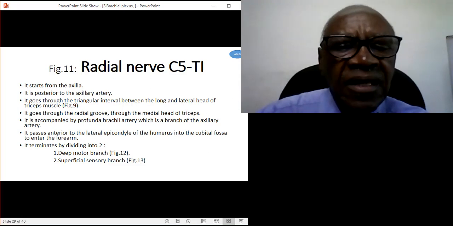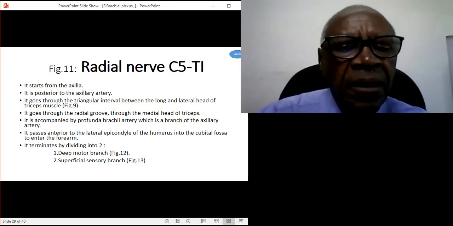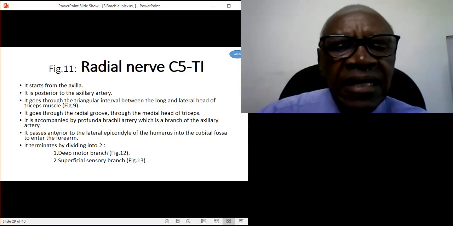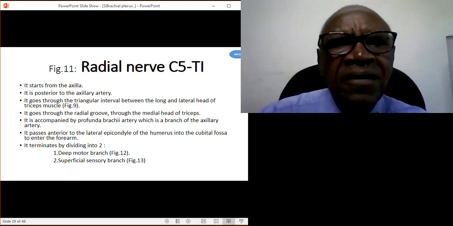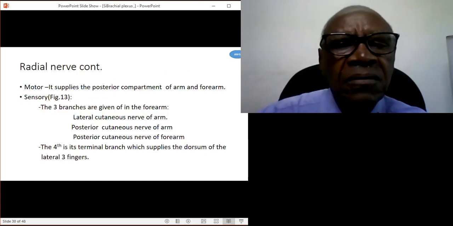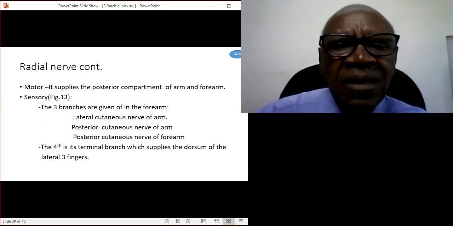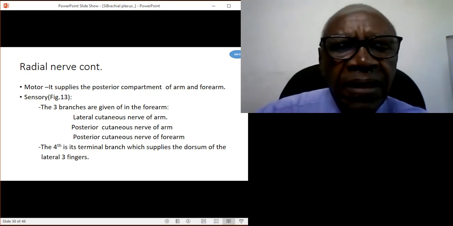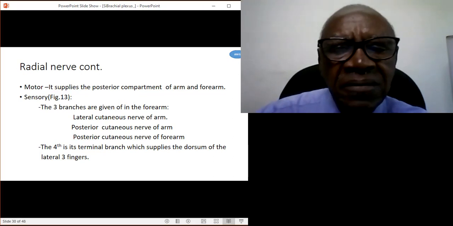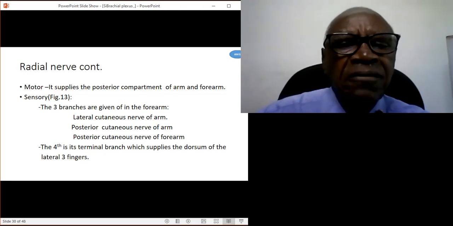It passes anterior to the lateral epicondyle of the humerus into the cubital fossa to enter the forearm. It terminates by dividing into 2, the deep motor branch and the superficial sensory branch. It is motor to the posterior compartment of the arm and the forearm. And it is sensory through 3 branches that are given off in the arm.